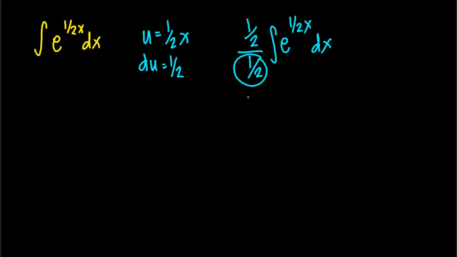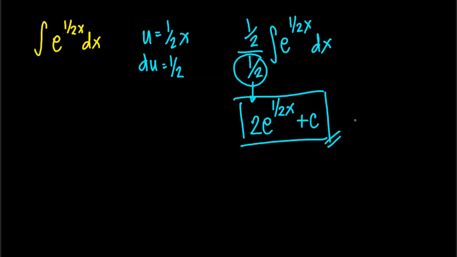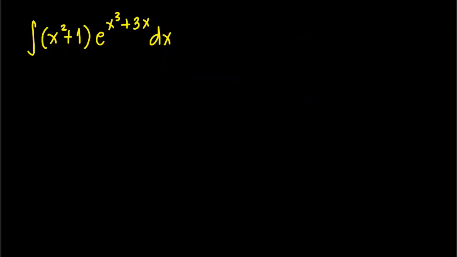It is in the denominator, so we take the reciprocal. So, this becomes 2e raised to 1/2 x plus c. Okay? Okay. And lastly, this example.